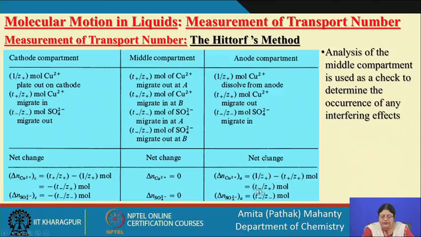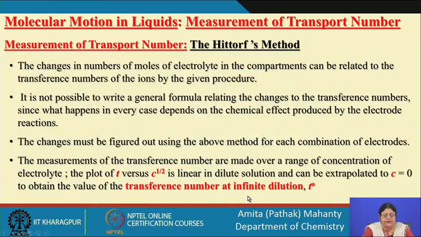So, if I know this, then I can find out the change in the concentration of the sulphate ion. This is going to be the transport number of the sulphate multiplied by 1 by the charge of the sulphate ion. So, if I have all these monitored in each experiment, the changes in the number of moles of the electrolyte in each compartment can be related to the transference number of each of the ions by the procedure which we have just taken.